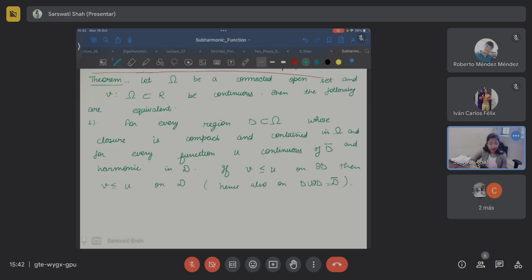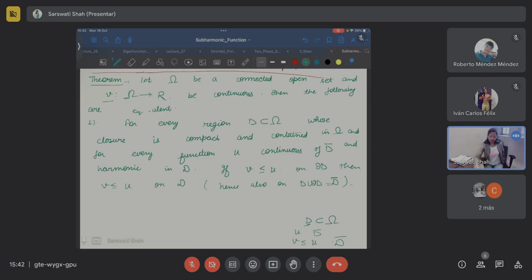So basically, this function V that is defined from omega to R will be called a subharmonic function if you are able to find a region D that is contained in omega and u is a harmonic function in this subregion in such a way that u is continuous on D bar, then V is going to be less than or equal to u in the D closure. So this is the subharmonic function.